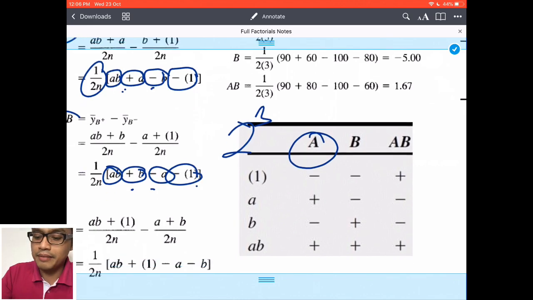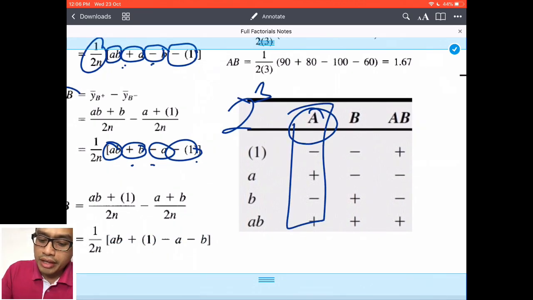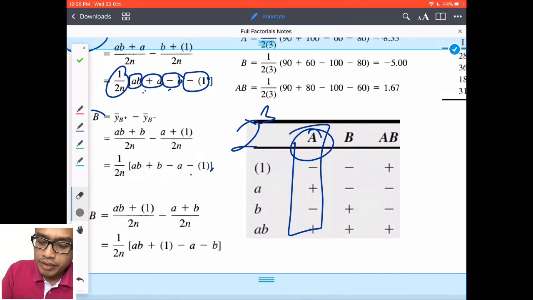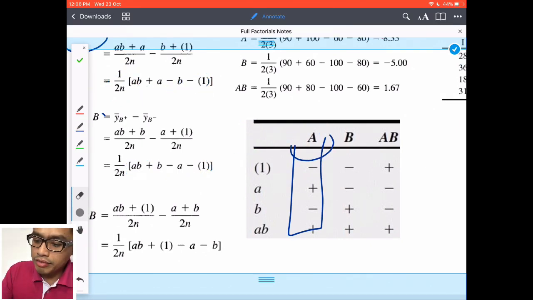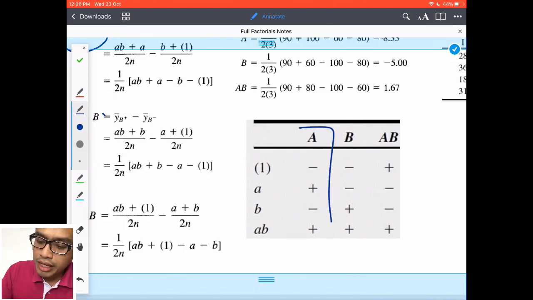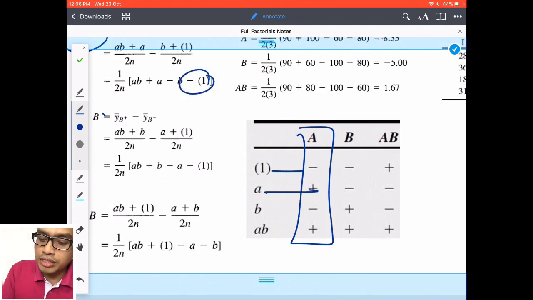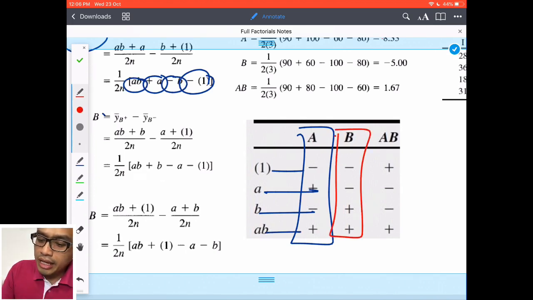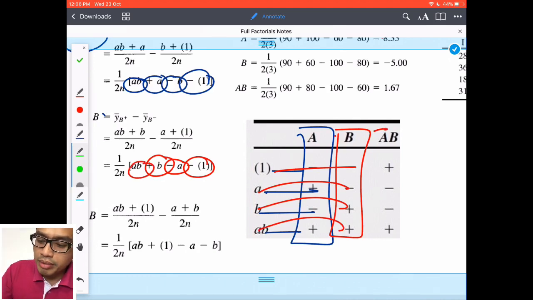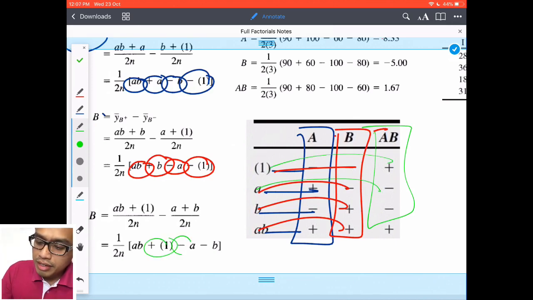How do we get this? Easy. It comes from this column. For A, let's bring out that eraser and clean this up again. For A, bracket 1 is coded as negative 1. That's why it's negative. A is positive, B is negative, AB is positive. For B, bracket 1 is negative, A is negative, B is positive, AB is positive. For AB, bring out the green pen. Bracket 1 is positive, A is negative, B is negative, and AB is positive.